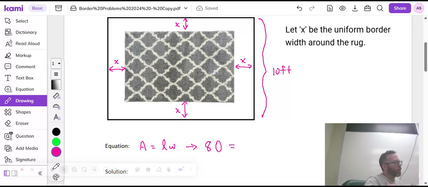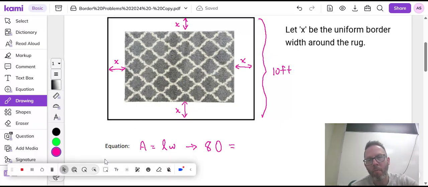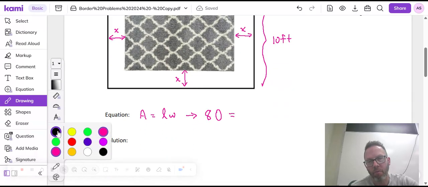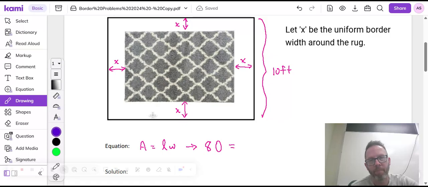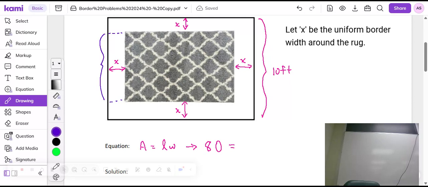We don't have an expression for the length, and we don't have an expression for the width. So we're going to add some things on to our diagram here. I'm going to switch to a different color, but you don't have to. All right, so here we go. We need an expression for the length and width of the rug. So notice here, I'm setting up an expression for the width of the rug.